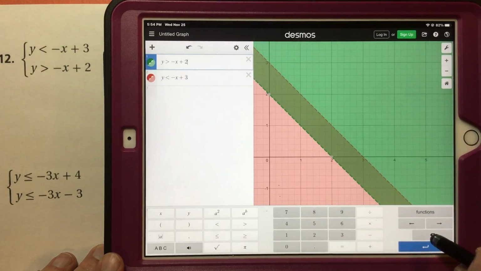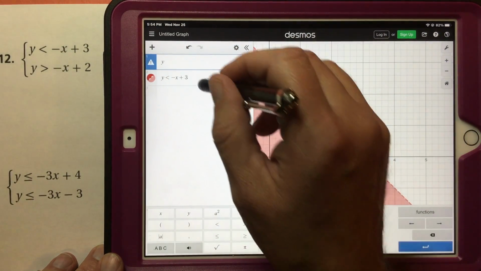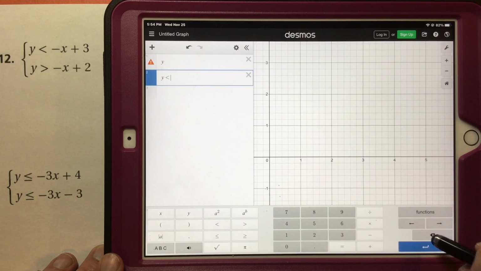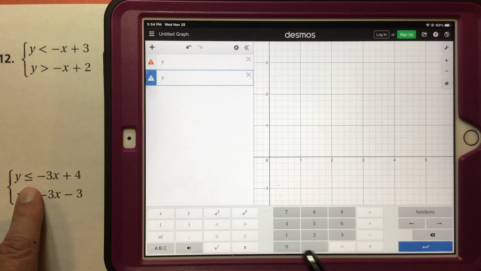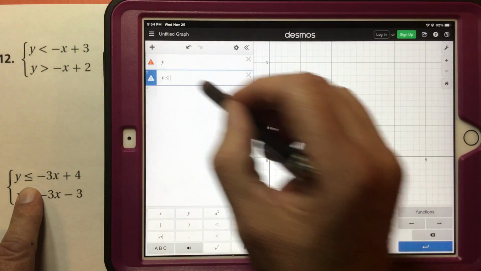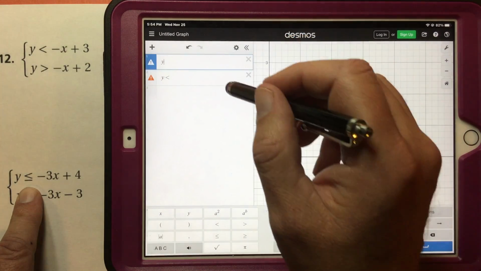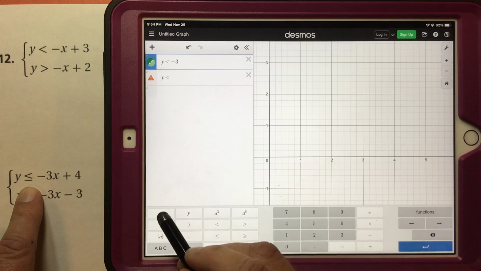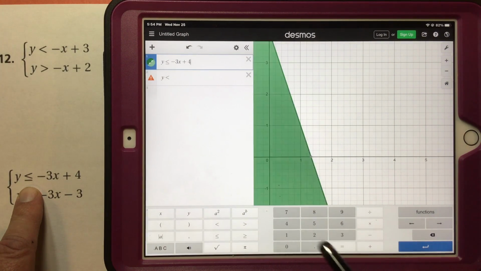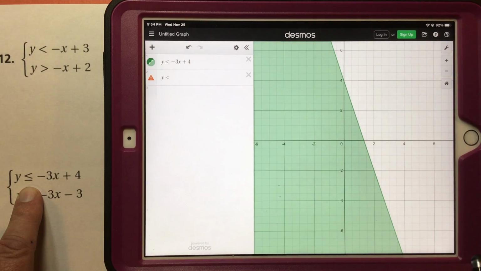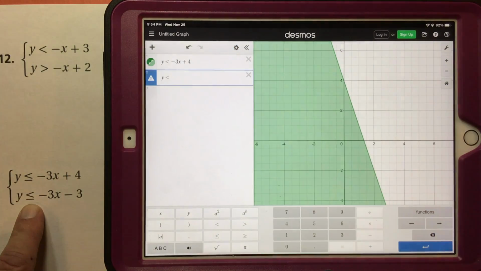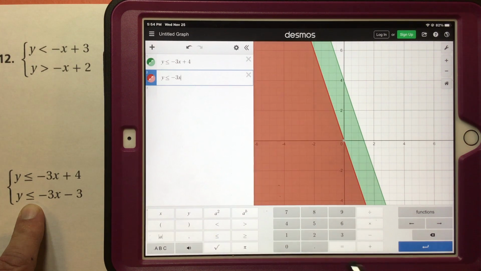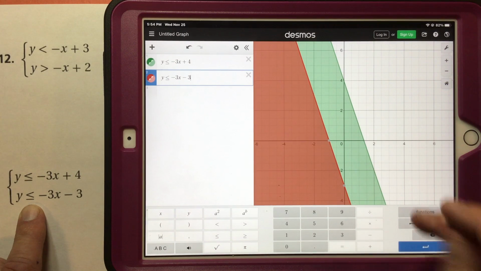And then we'll do one more. Y is less than or equal to, oops, that's what I did last time too. Y is less than or equal to negative 3x plus 4. Move that around so you can see it. And then y is less than or equal to negative 3x subtract 3.